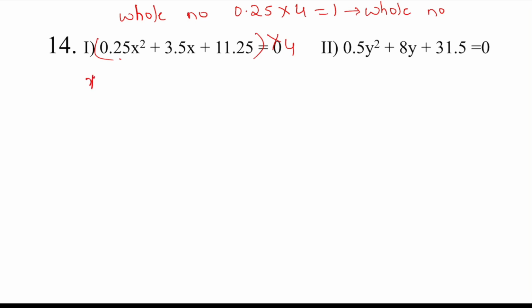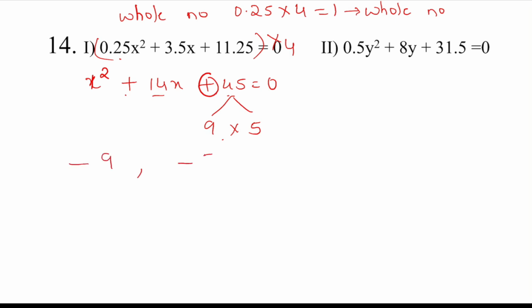So it will be just x square. 3.5 into 4 will give us 14x, and 11.25 into 4 is nothing but 45, is equal to 0. Now you can find the roots of this, the factors. So 9 into 5, and 9 plus 5 you will get 14. When it is plus plus, roots are always minus minus, and it is minus 9 and minus 5.